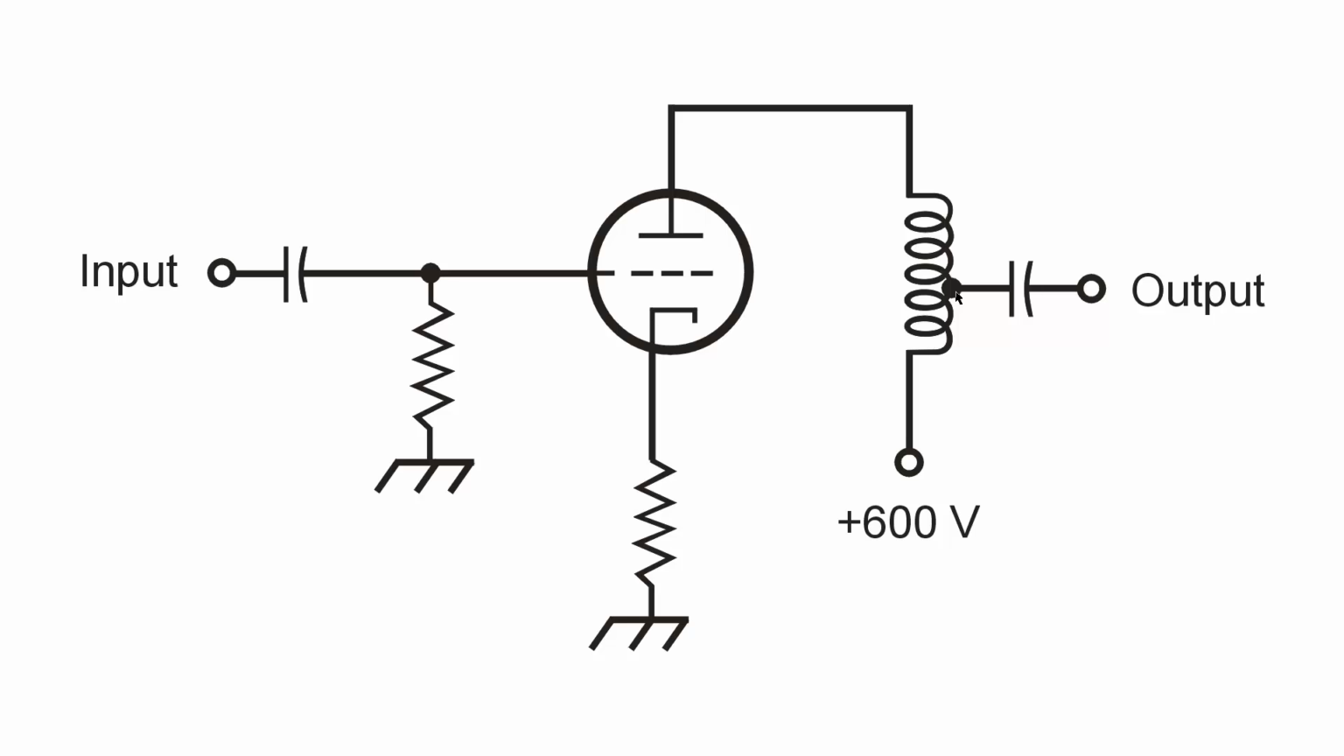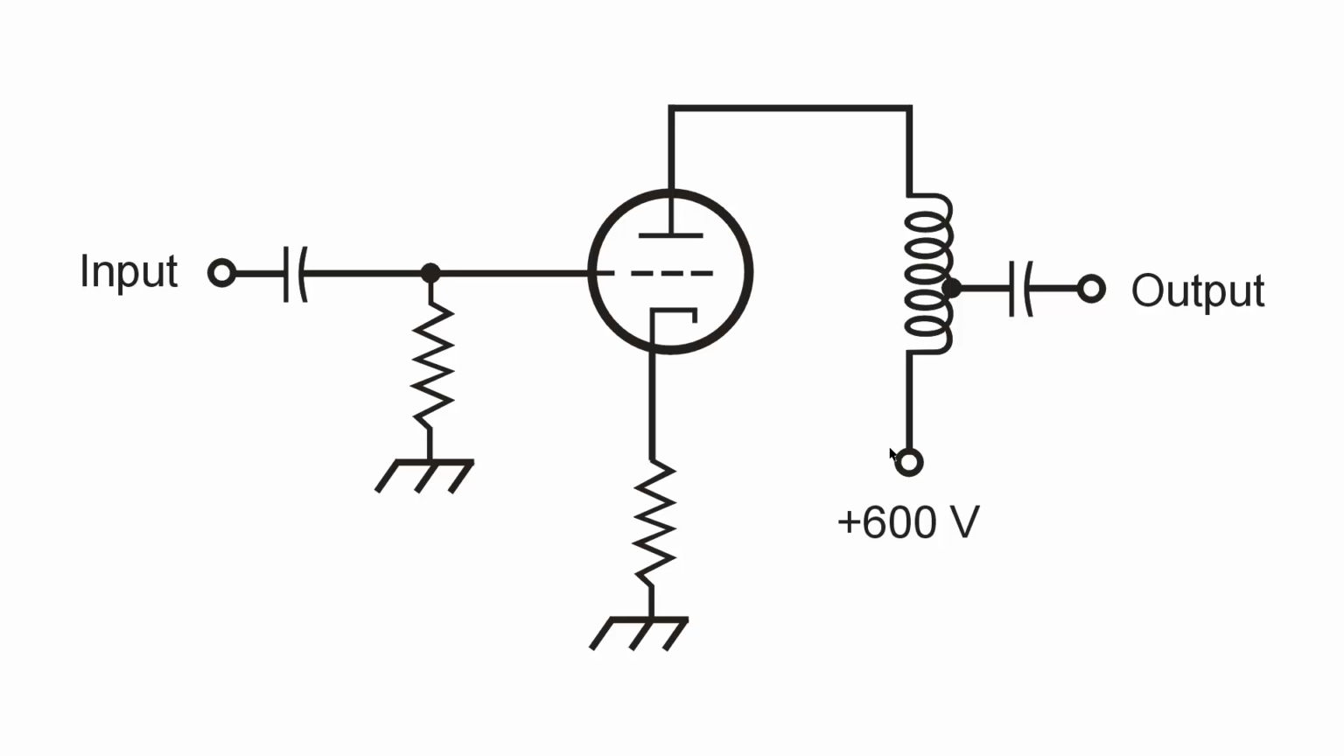You tap this coil at a point which provides a matched impedance between the output of the tube, which is usually quite a high impedance, and the input of the next stage, probably another amplifier or possibly an antenna, which will have a low impedance. That's why the tap is somewhere in the middle of the coil, or maybe even closer to the positive voltage.